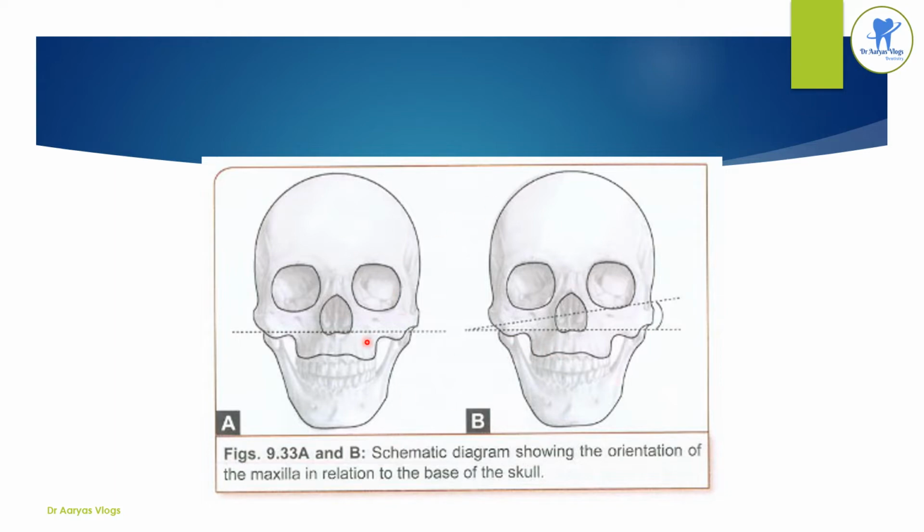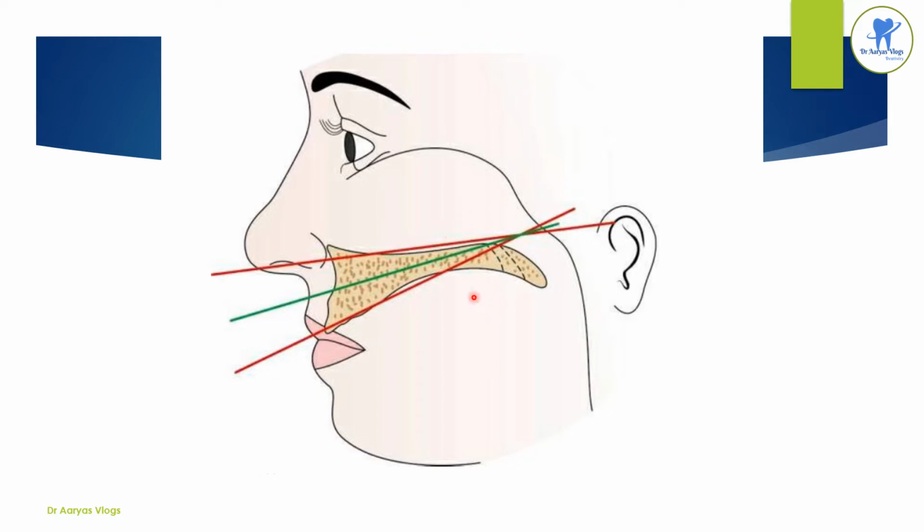Here is the schematic diagram showing the orientation of the maxilla in relation to the base of the skull. Here this is the picture showing the tilt of the maxilla, and these red lines show the existing tilt or inclination of the maxilla in relation to the cranium. The tilt can vary with every individual, that is the green line. This tilt needs to be recorded and transferred to an articulator to obtain accurate jaw relation records, and this tilt is recorded using a face bow.